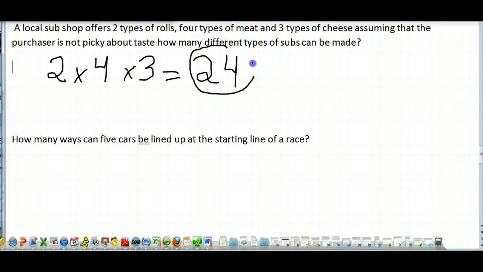In a similar fashion, we want to figure out how many ways 5 cars can be lined up at the starting line of a race. And you have to think carefully about what's going on. This is the fundamental counting principle, but it's used a little bit differently.